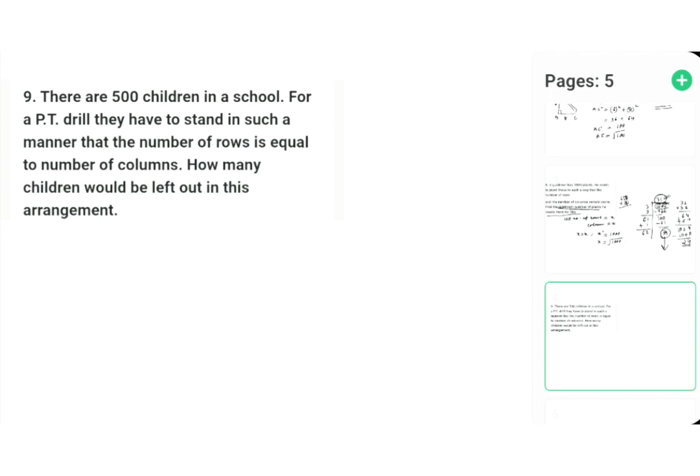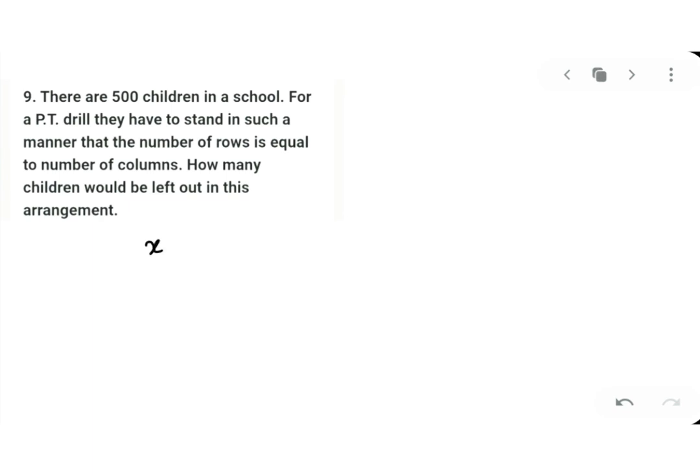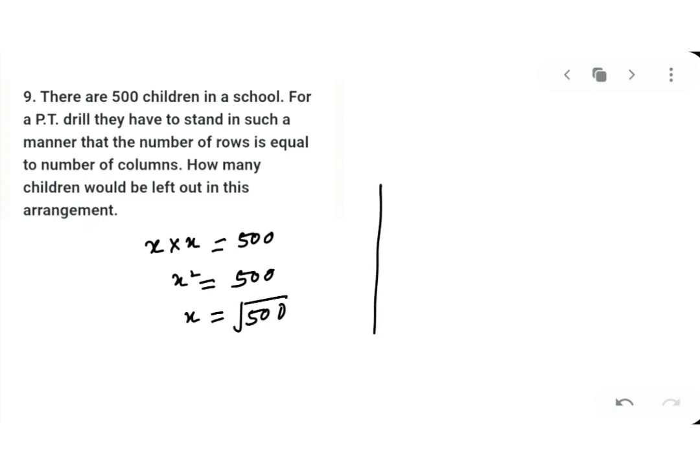First, because you have the number of rows and number of columns the same, x into x will be equal to 500, the total number of children. So x square is equal to 500. For finding x, you have to take the root of 500. Now by the division method, I will find the root of 500. For that, I'll make the pairing. I'll go with a table of 2 because I want less than or equal to 5. So it will be better to go for 2. Now it will be 1 here. I'll take both the zeros down.